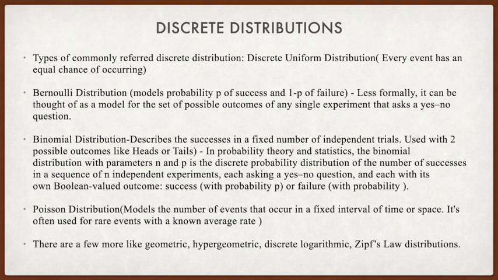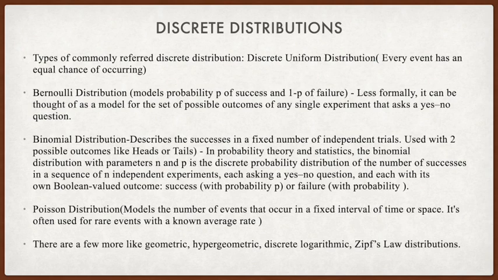In probability theory and statistics, the binomial distribution with parameters n and p, where n is the number of events and p is the probability of success, is the discrete probability distribution of the number of successes in a sequence of n independent experiments, each asking a yes or no question, each with its own boolean-valued outcome. Failure means 1 minus p, which is represented as q.